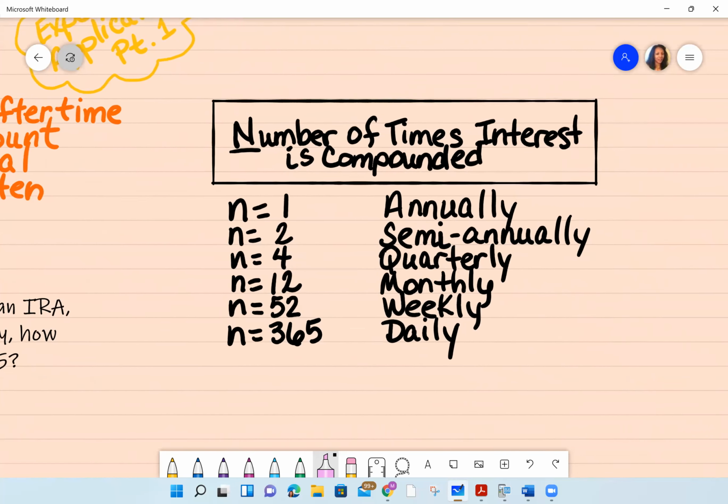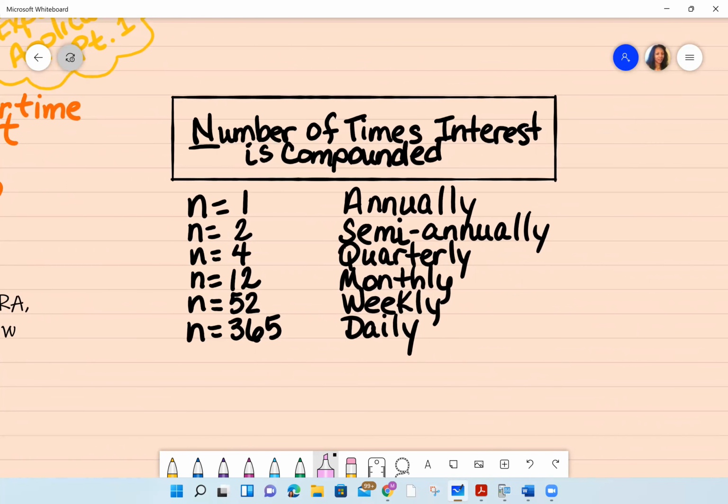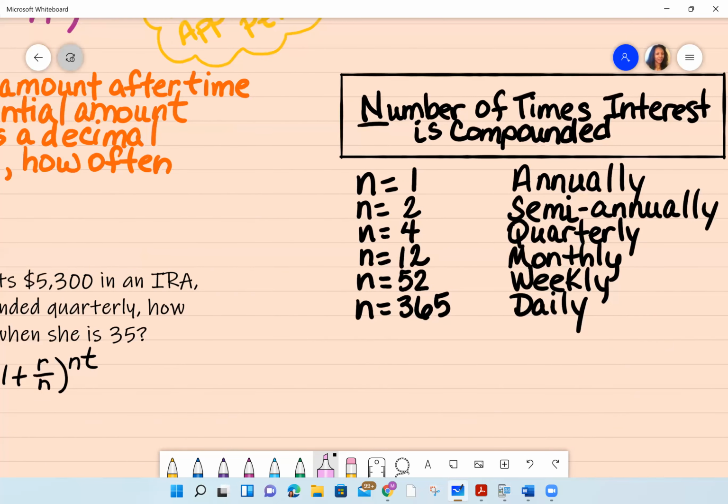So for your convenience, I have created this table over to the side so that you can take this down in your notes. It's going to be very helpful. If I ask you daily, I'm not asking how many days are in 1 week. I'm asking for the whole year. So there's 365 days in a year. So your N would be represented by 365. If I said weekly, same thing. There's 52 weeks in 1 year. So make sure you are aware of this chart.